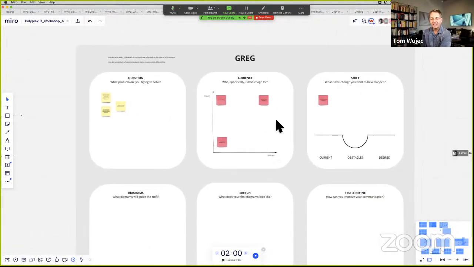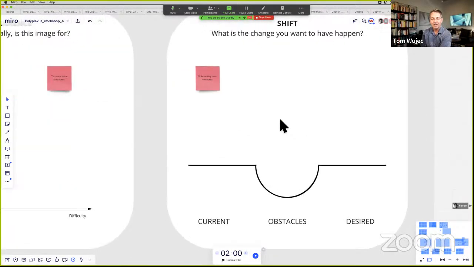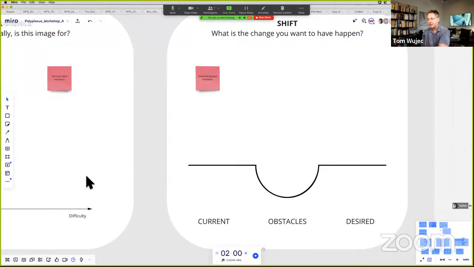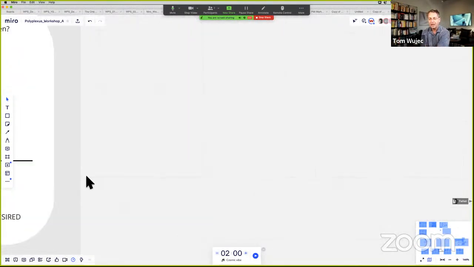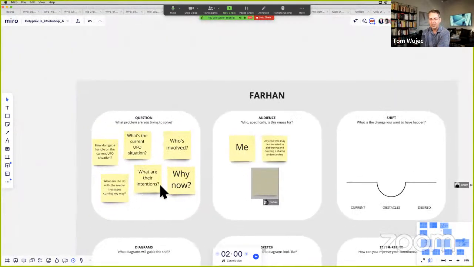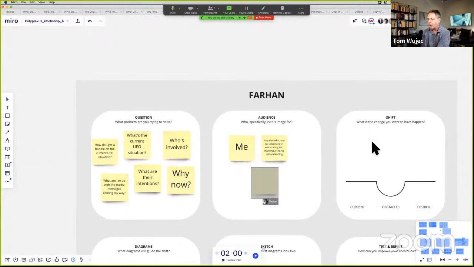Okay. Greg, same with you. You've already done one as well. So I would recommend copying and pasting because it leaves the earlier thinking and diagram free. Okay, so Farhan, I think it initially is for you. So just go ahead and option drag it over.